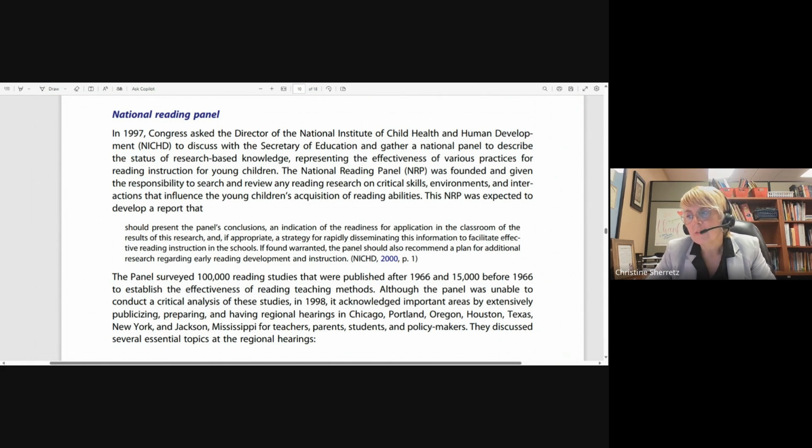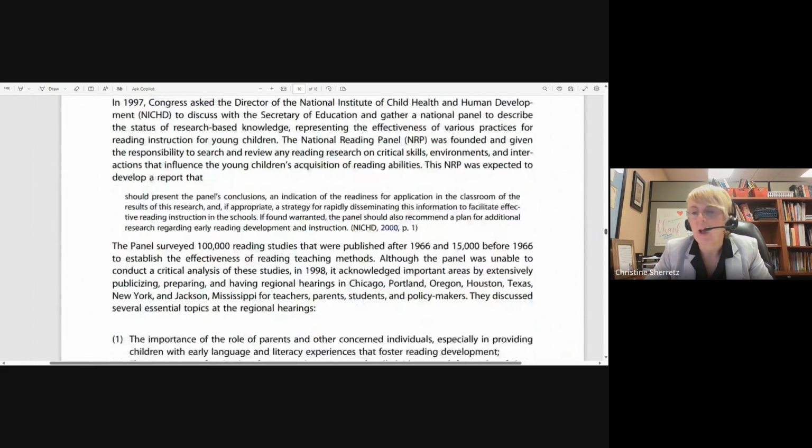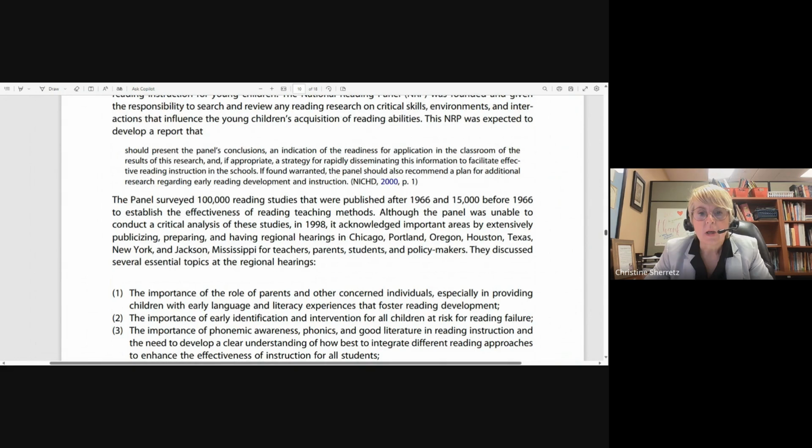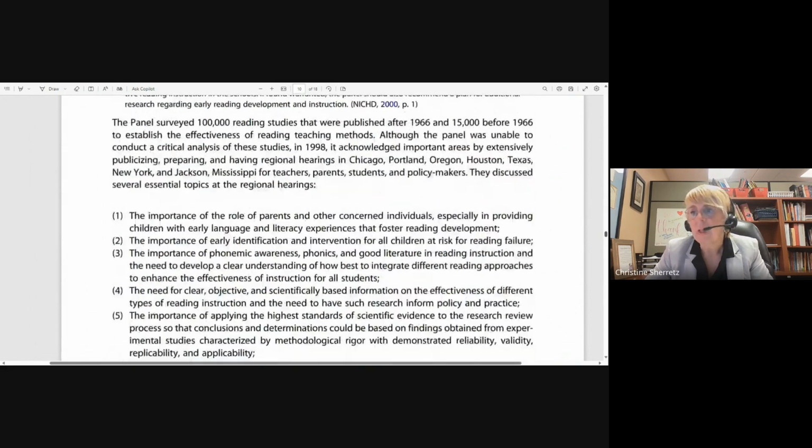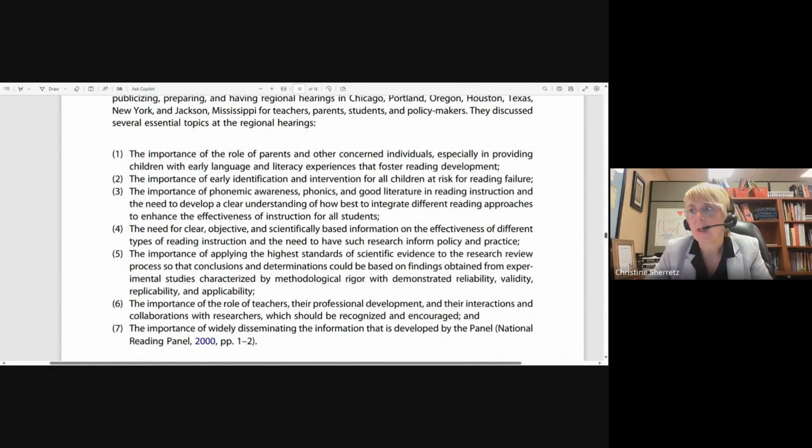And you notice here it says, although the panel was unable to conduct a critical analysis of these studies in 1980, 1999, 1998, not sure why they weren't able to do that, it acknowledged important areas that had been publicized and prepared. So what they did was they said, these are some things that we're seeing that have been highly published. Things like the importance of the role of the parent, the importance of early identification.